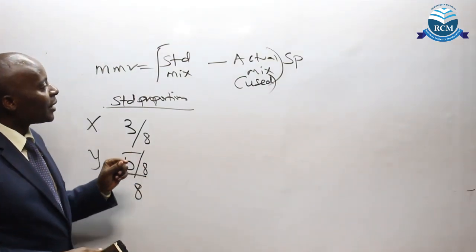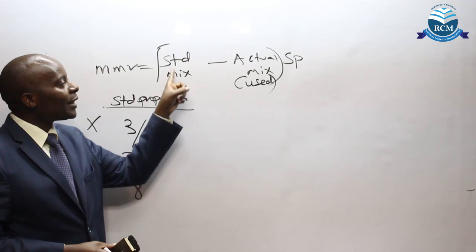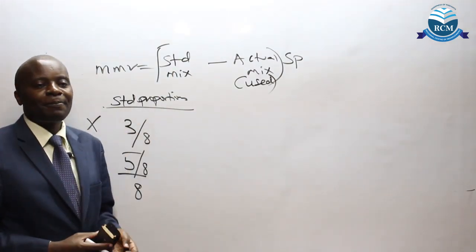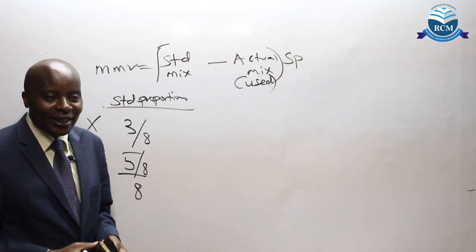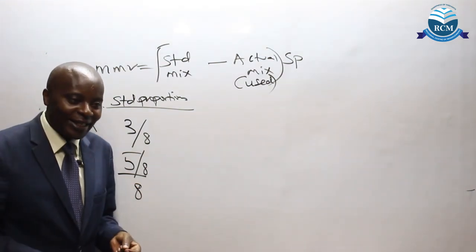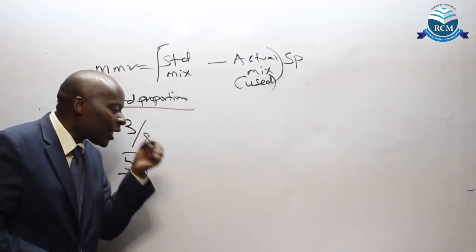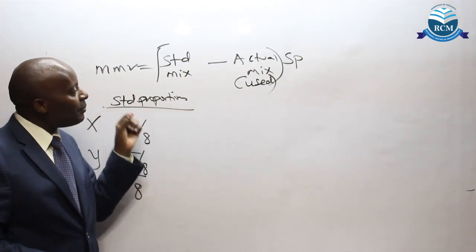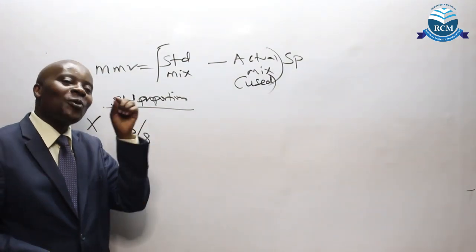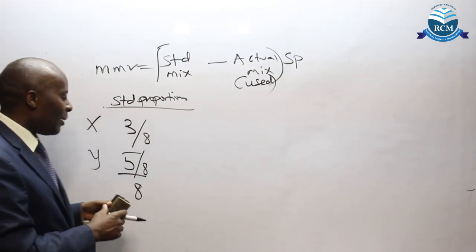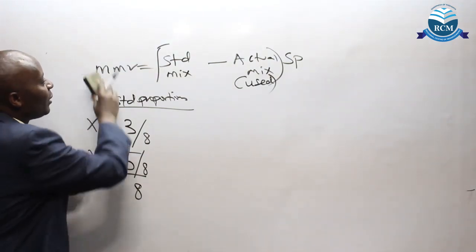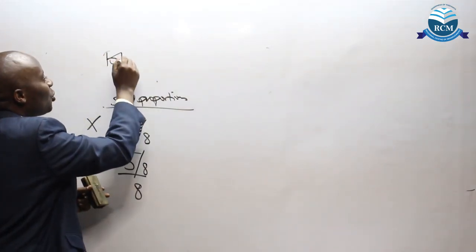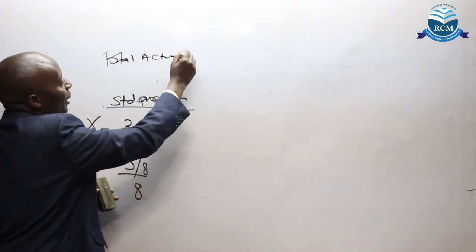In mathematics, there is this particular term that we use here, standard mix of. That "of" stands for what in mathematics? Multiplication, yes. So you're going to take these standard proportions and multiply them with what? Listen to me. It is a standard mix of the total actual input. So please come down here and give me the total actual input.